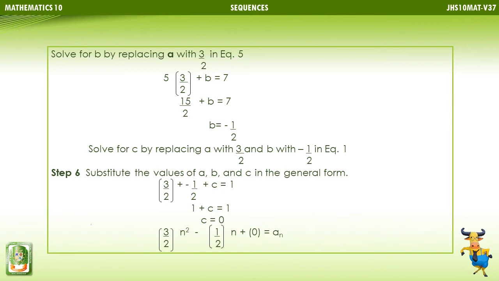Solve for c by replacing a with 3/2 and b with negative 1/2 in equation 1. Step 6. Substitute the values of a, b, and c in the general form. 3/2 plus negative 1/2 plus c equals 1. 1 plus c equals 1. c equals 0. 3/2 n squared minus 1/2 n plus 0 equals a sub n.